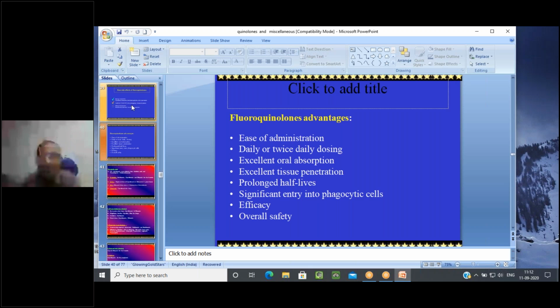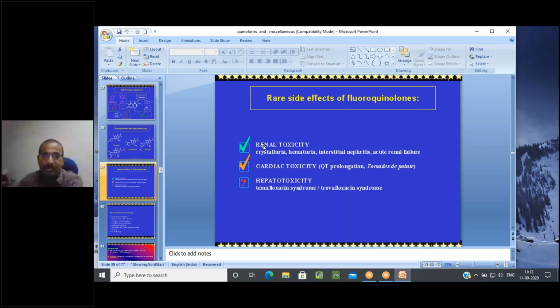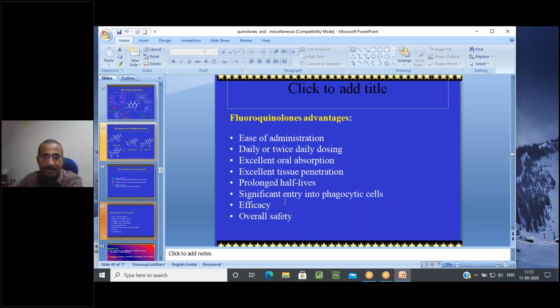Now we come to the side effects: renal toxicity, cardiac toxicity, hepatotoxicity. We come to the advantages: once-daily dosing. Oral absorption will be more, tissue penetration and distribution will be more, and there is a prolonged half-life, nearly 8 hours. Entry into phagocytic cells gives more efficacy. So these are mainly the advantages of these fluoroquinolones.